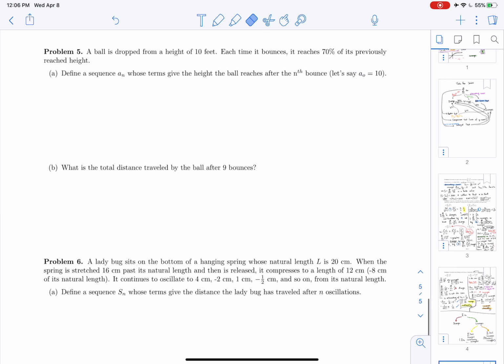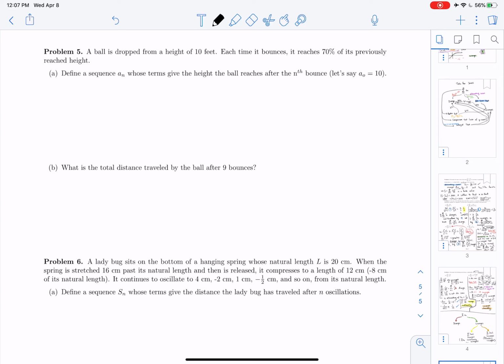Okay, all right. So now we're going to get into some application problems that I think are just really cool for applications of series. And the two applications that we have are actually going to be like geometric examples, but I think they're super cool. So the first problem is, imagine you have like a bouncy ball or basketball or something, and you drop it from 10 feet up. And every time it bounces, the next time it goes up in the air, it only reaches 70% of its previously reached height.